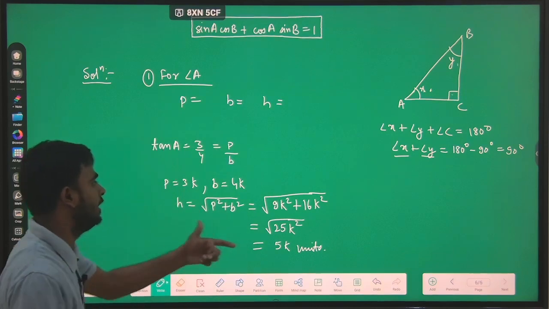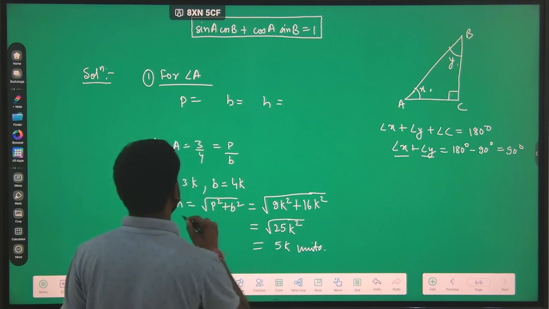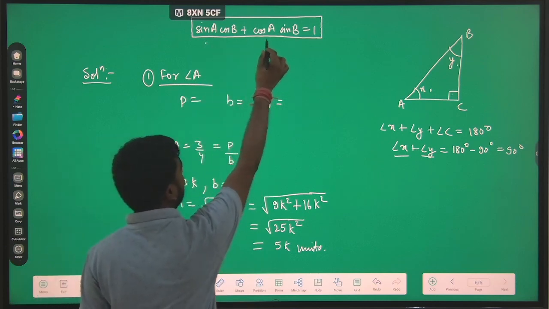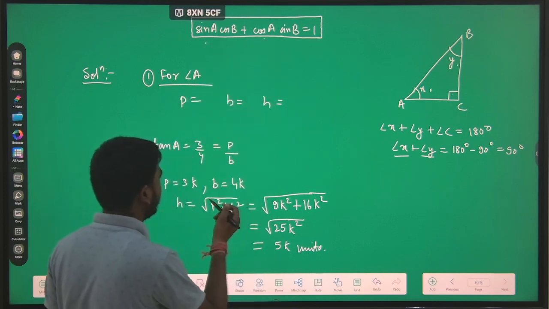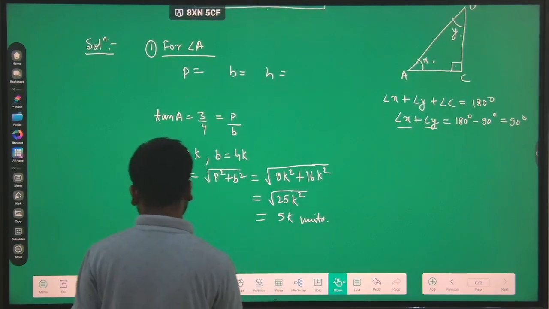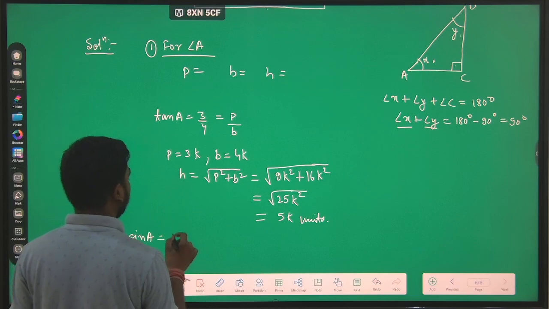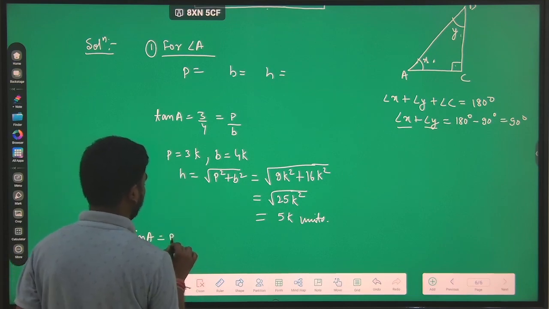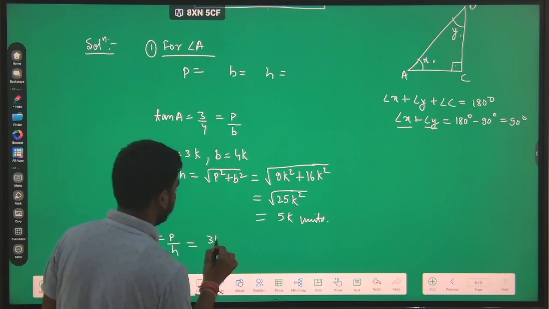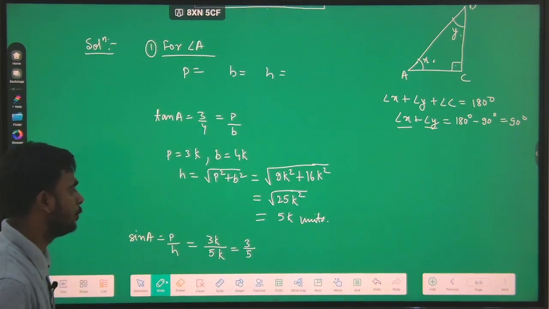Now P upon B is what? 3 upon 4, and we are getting our H. So we can find out our sine A and cos A from here. We are finding sine A and cos A because sine A and cos A is required. So our sine A will be what? It will be P upon H. P is what? 3K and H is what? 5K. So it will be 3 upon 5. So this ratio will be 3 upon 5.